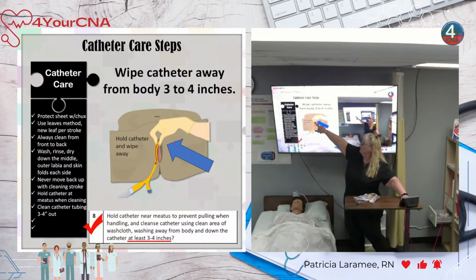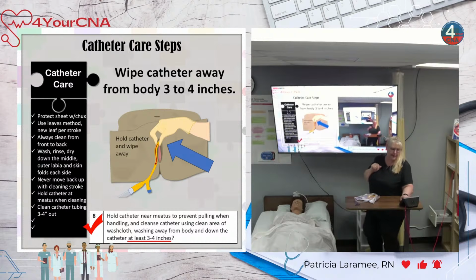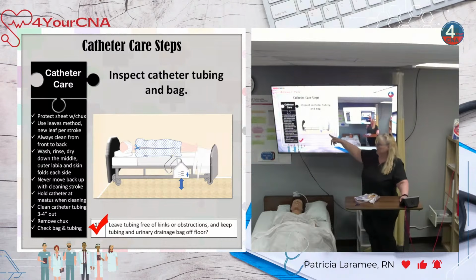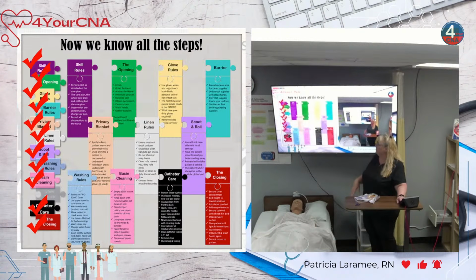But you definitely want to make sure you're holding that catheter where it exits the body so we're not pulling on the inside. And then we're going to take that chux out from under the patient. We don't need it anymore. Good? Make sure that bag is not hanging near the floor. Make sure that the tubing is coiled on the bed and not near the floor where people's feet can get all tangled up in it.